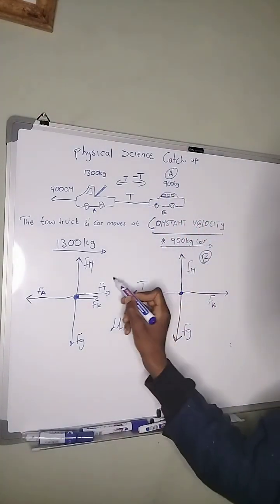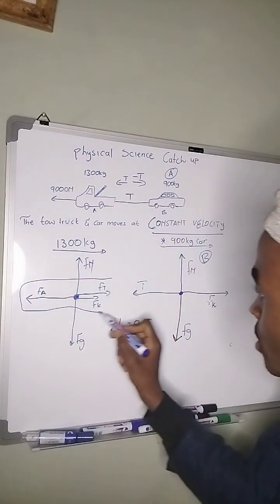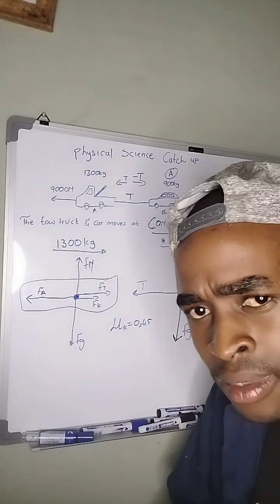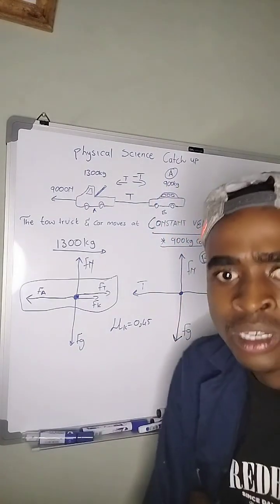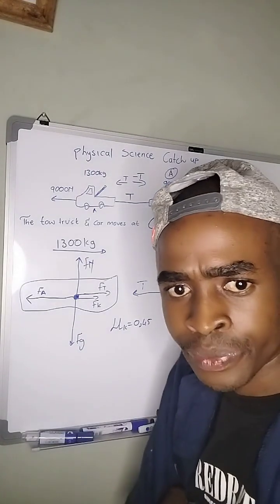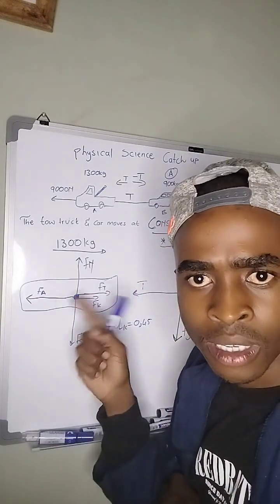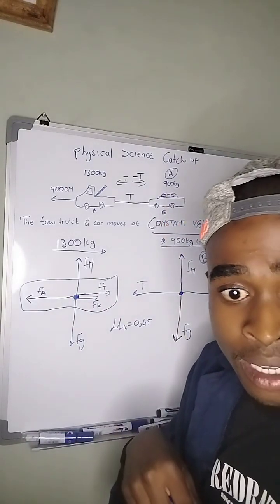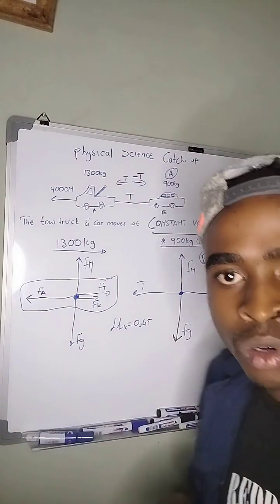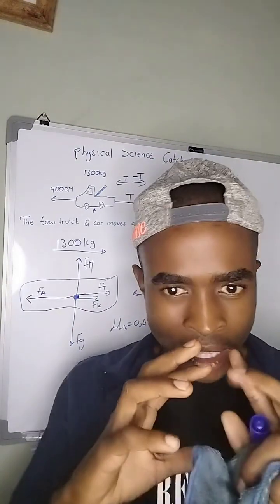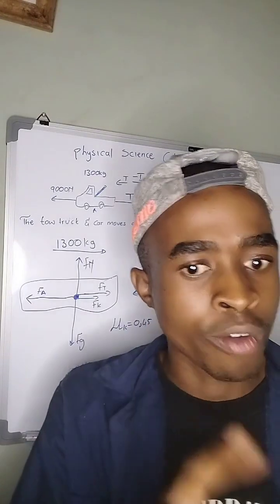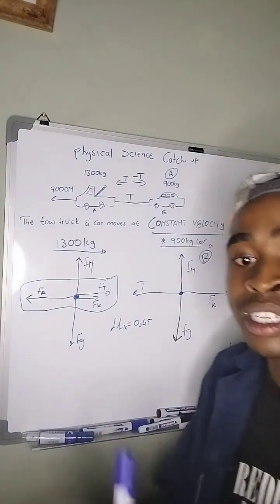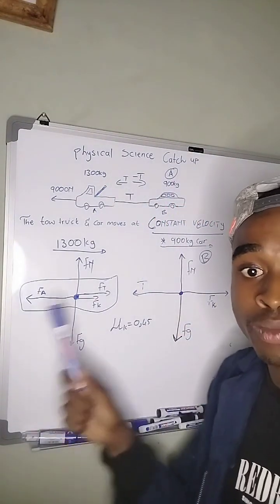And if we are summing up all the forces here, what is the F net? Can someone give me the F net for this? F net is going to be 0, right? Thank you. That's the first thing you have to think of: if I have constant velocity like that, the F net is going to be 0.